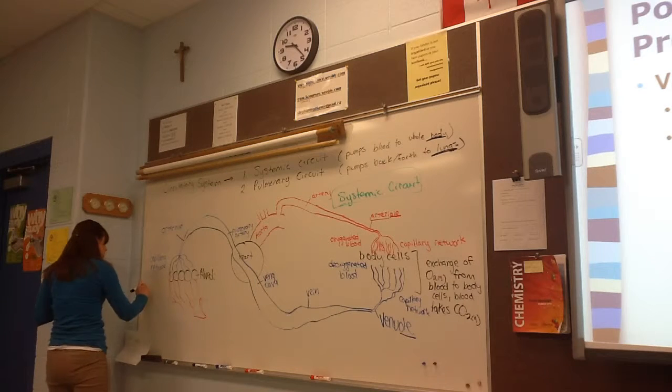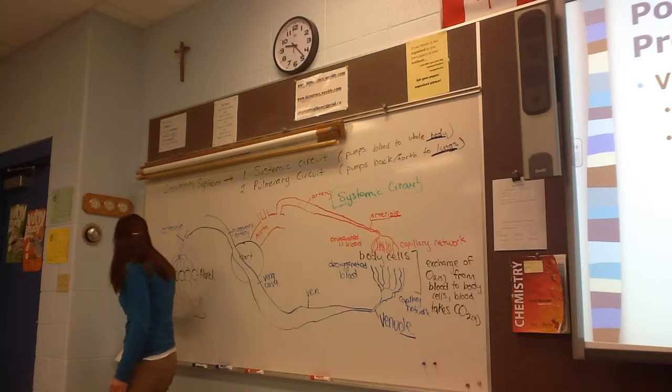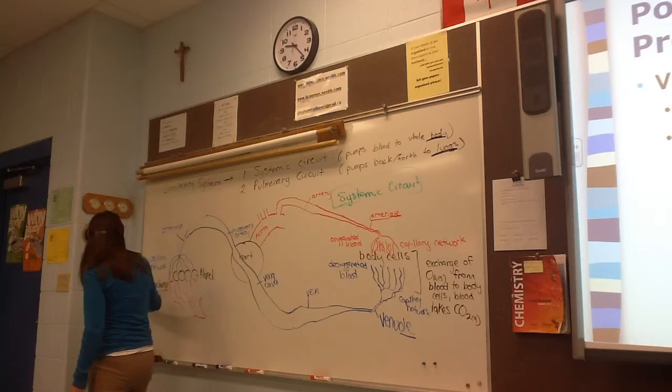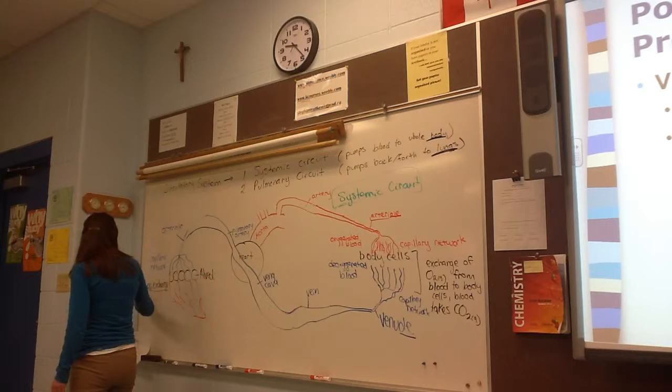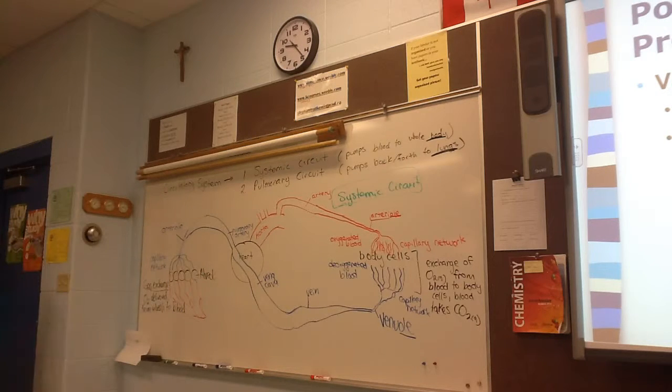So again, we have gas exchange. What's going on here? We have O2 delivered from alveoli to blood. So oxygen is delivered from alveoli to blood.